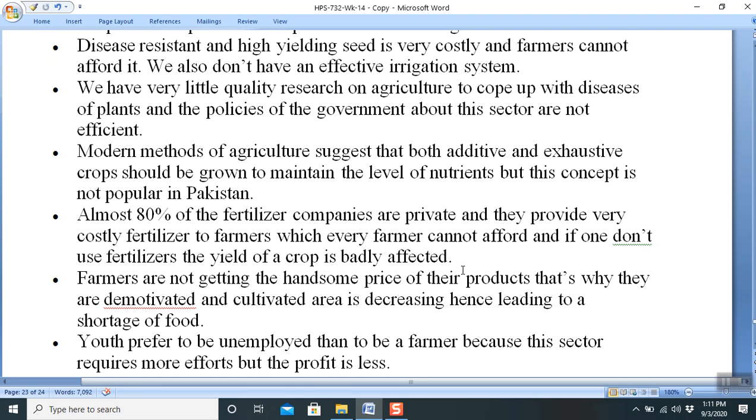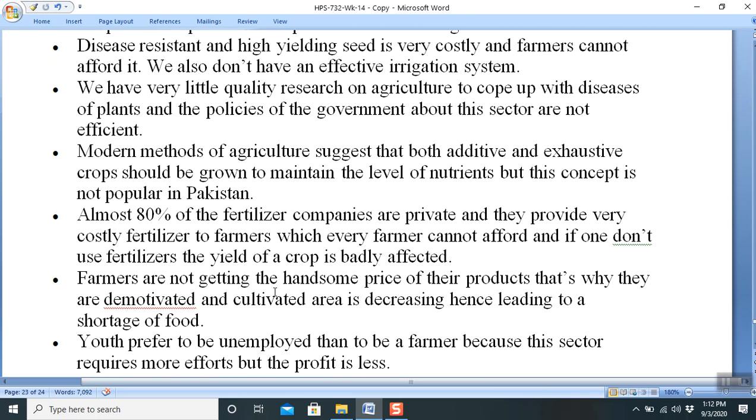It is really true that private companies have the monopoly over the fertilizers. And although the government provided them subsidy in the previous time, that subsidy is not very effective. So the government should, this is another issue.